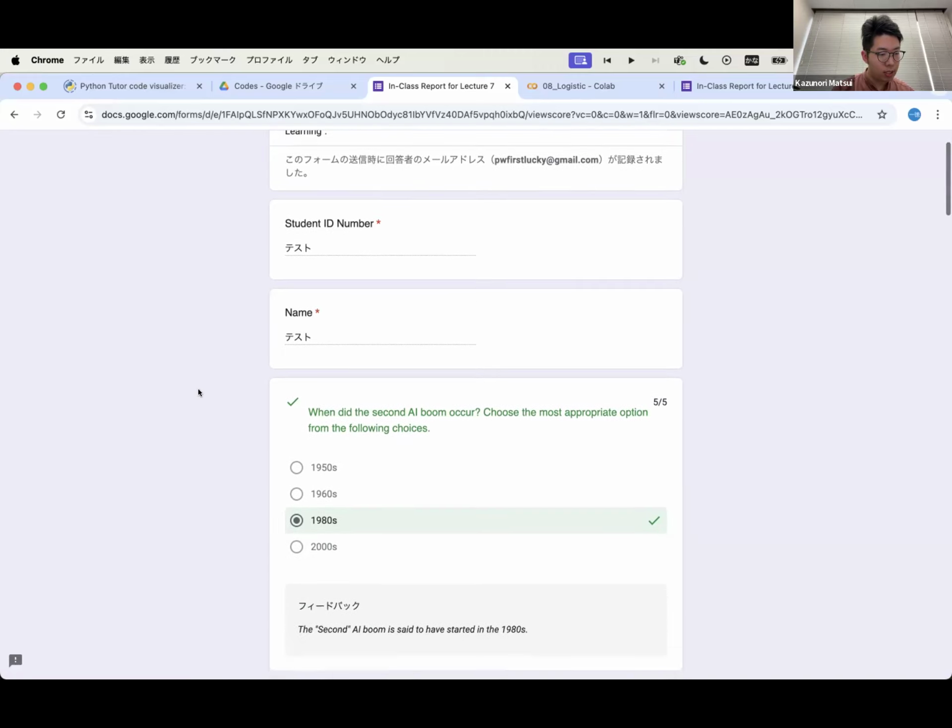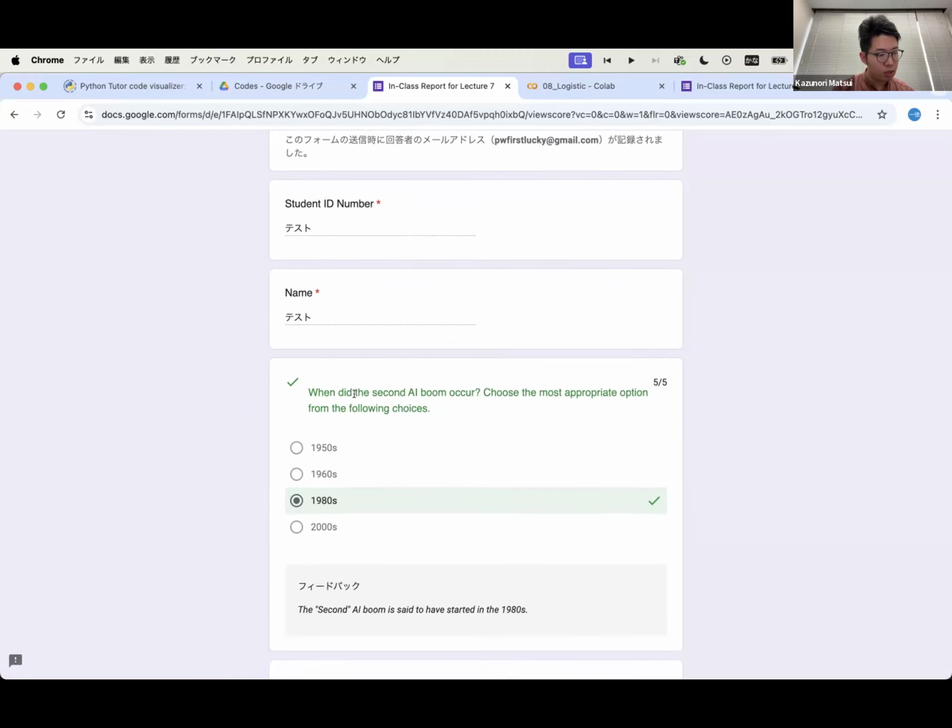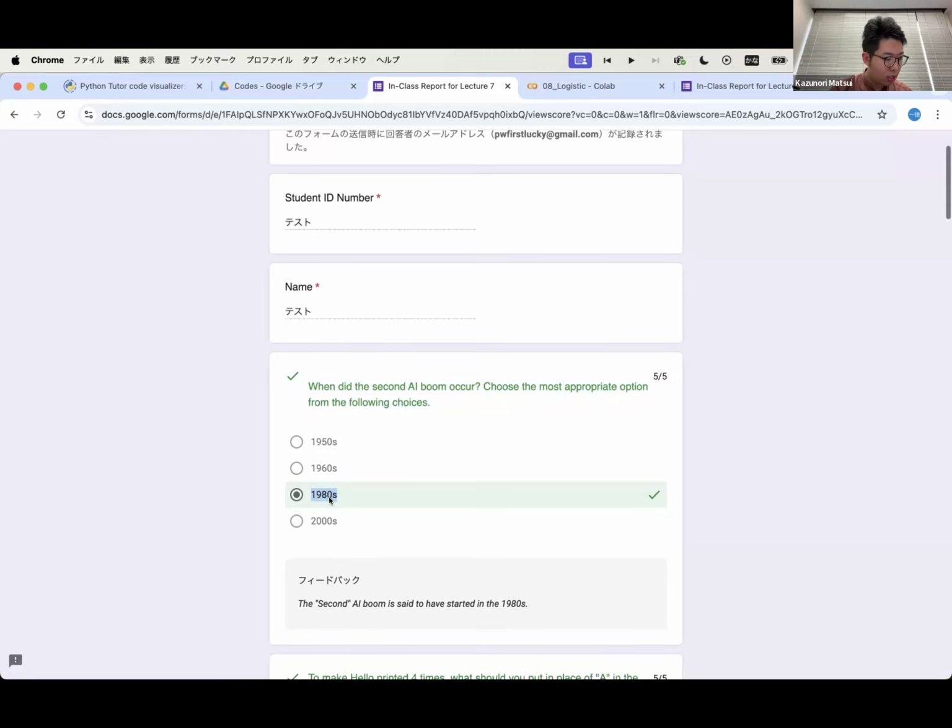First problem. When did the second year boom occur? Choose the most appropriate option from the following choices. If you look at the slide from lecture 1, you can see the second year boom is said to have started around the 1980s. Therefore, the correct answer is 1980s.